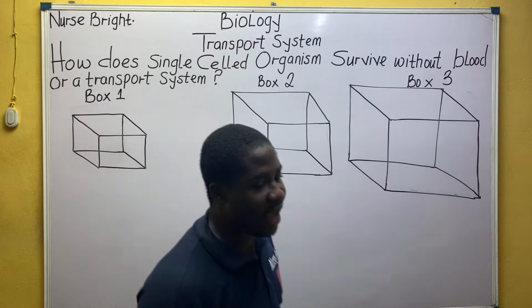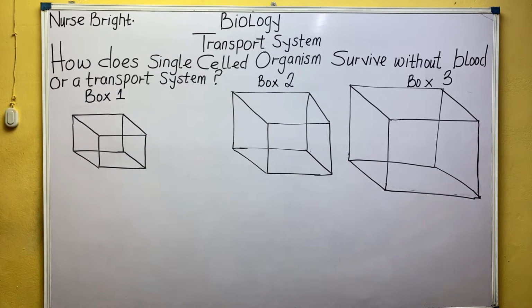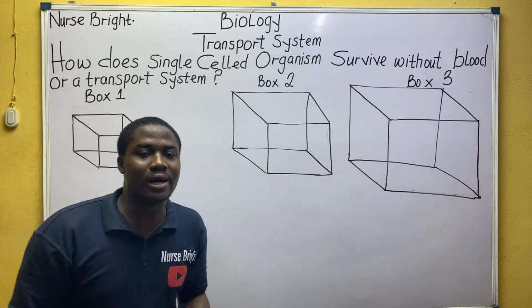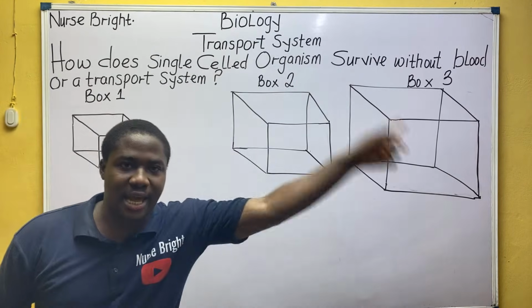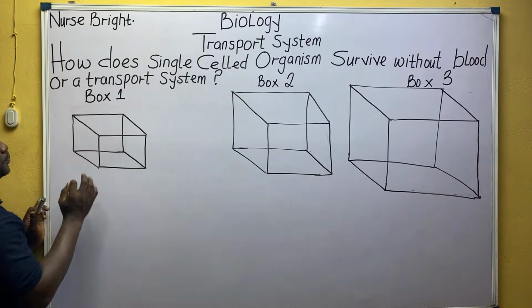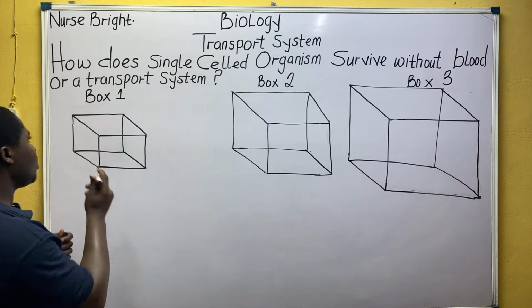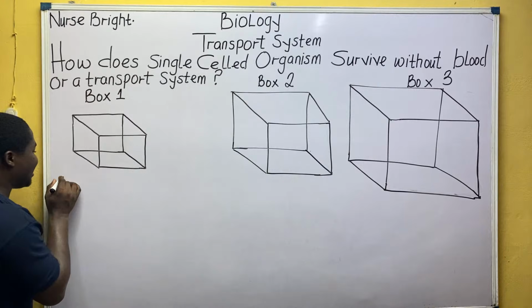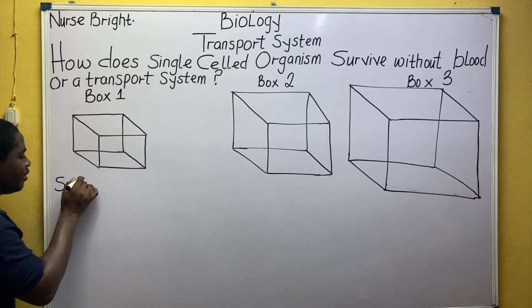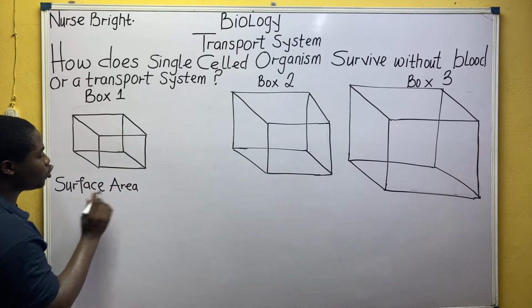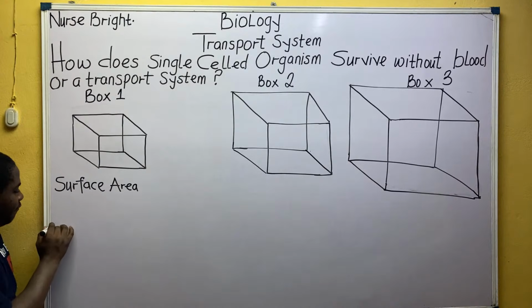Alright, so class, did you get all the diagrams I've drawn on the board? So all these are boxes, right? Let's assume that all these are boxes and they are cells: cell 1, cell 2, cell 3. First of all, these 3 boxes you are seeing, they both have 2 pieces of information. First, they have a surface area. Also, they also have a volume.